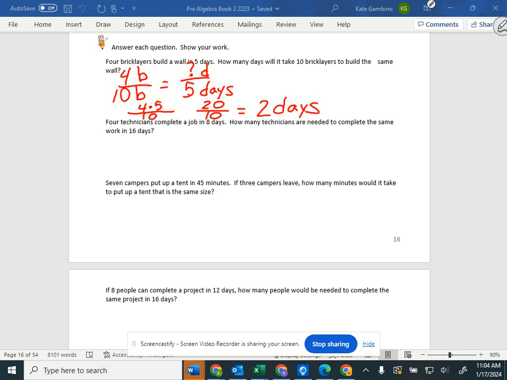So now our next one, we have 4 technicians. Does a job in 8 days. Notice how I'm setting them up diagonally as I'm filling in my information. How many technicians are needed to complete the same work in 16 days? How am I going to do this? Lucas?